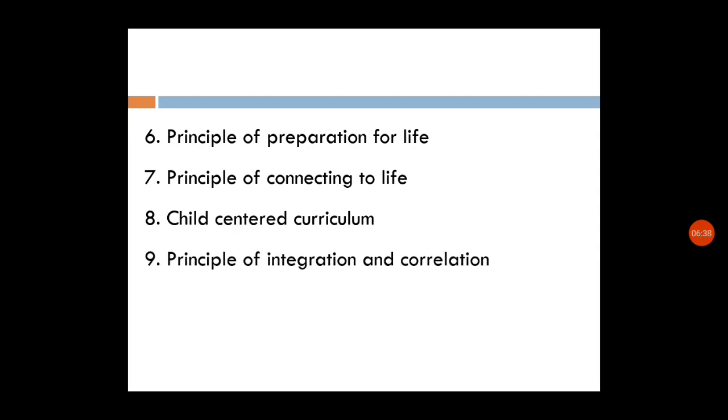Next is the principle of integration and correlation. That means there should be vertical and horizontal correlation and integration. In a particular semester, term, or year, all subjects should be integrated, and everybody should be aware of the activities of each year's program. There should be correlation between each year. That is, the first year should be related to the second year, and the second year and first year should be related to the third year. So it is a continuous process.